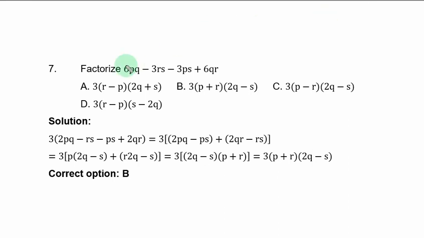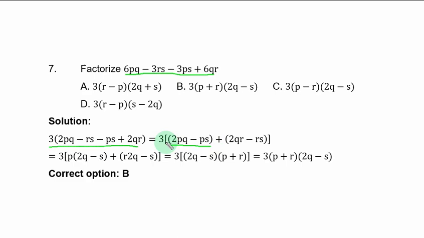Question 7. Factorize 6PQ minus 3RS minus 3PS plus 6QR. This is factorization by grouping, but before then, if you check all the terms, 3 is common, so you factor out 3 first. So if you group the terms, you can take the second term with third term because they have a letter in common. Then you can group the fourth term with the first term.